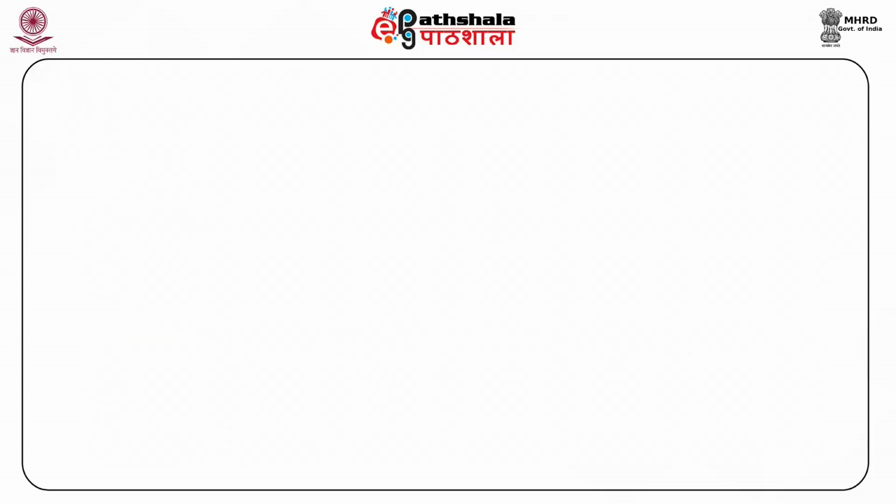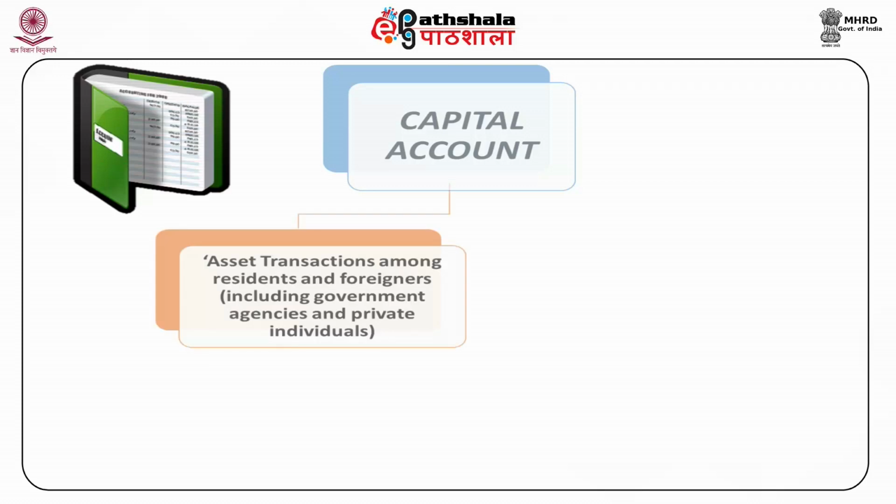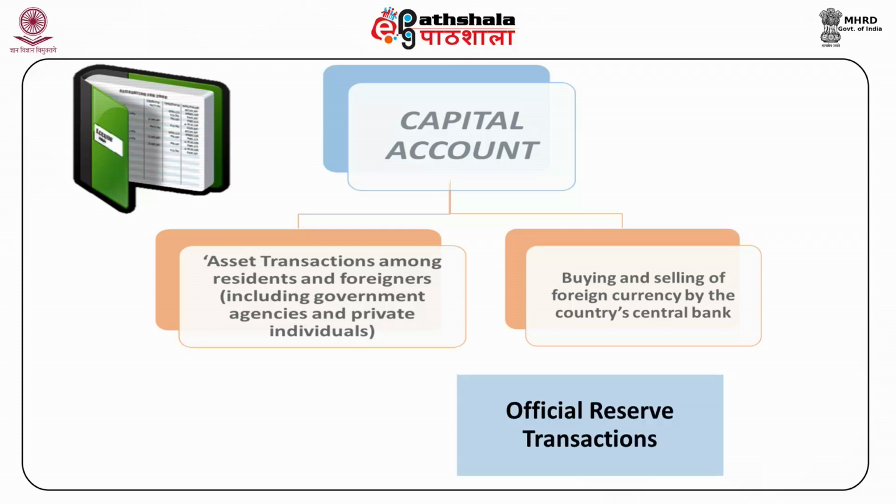To further understand the implications of a balance of payments surplus or deficit, note that the capital account essentially includes two kinds of transactions: transactions among government agencies and private individuals, and buying and selling of foreign currency by the country's central bank. These are recorded separately and are known as the official reserve transactions.